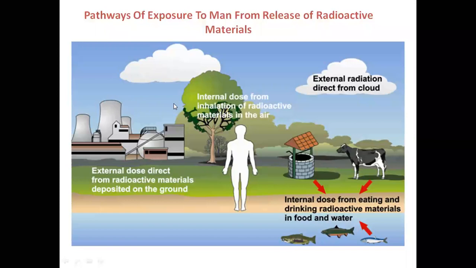This is the nuclear power plant. The internal radiation is nothing but the alpha rays. That is the internal dose from inhalation of the radioactive material in the atmospheric air, and it is entering into the groundwater particle. External hazards are nothing but the beta and then gamma rays.